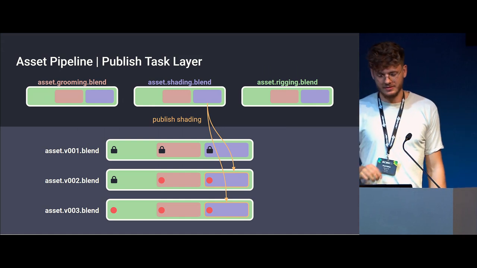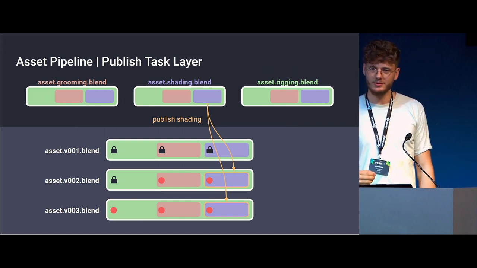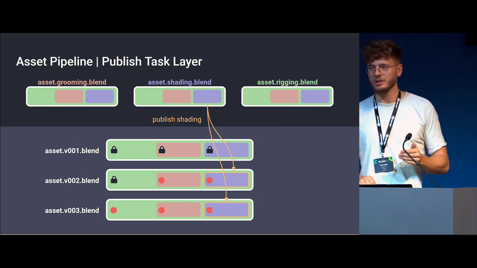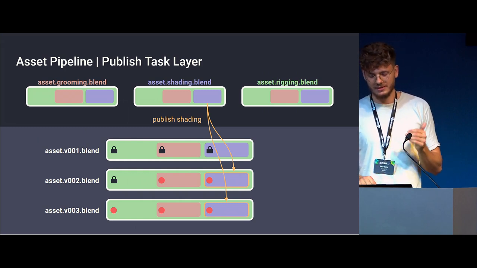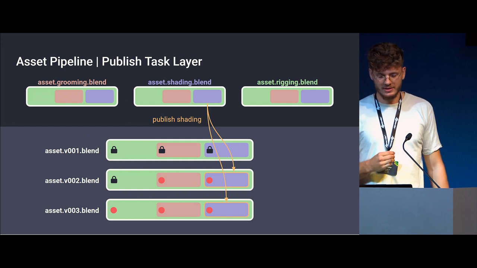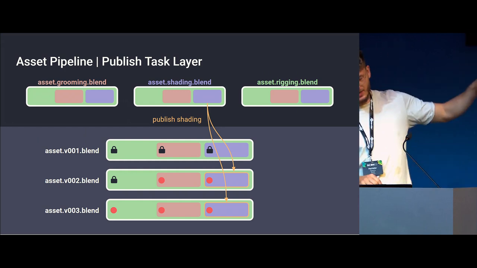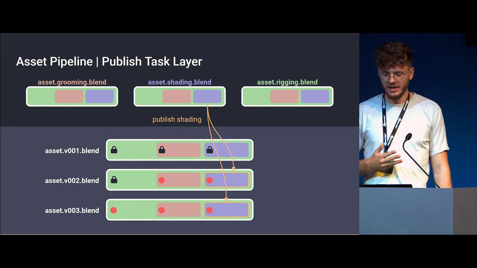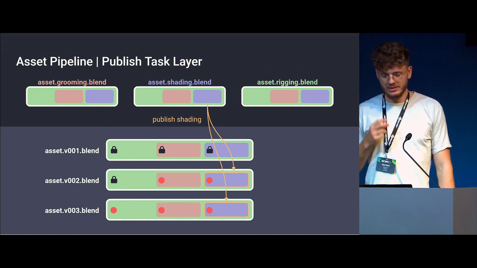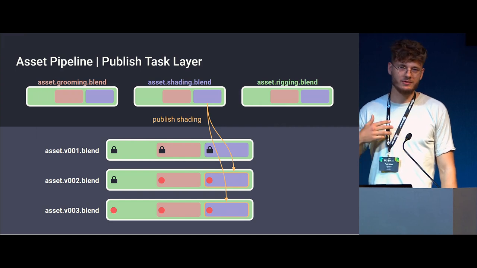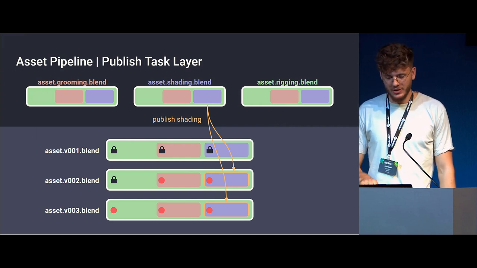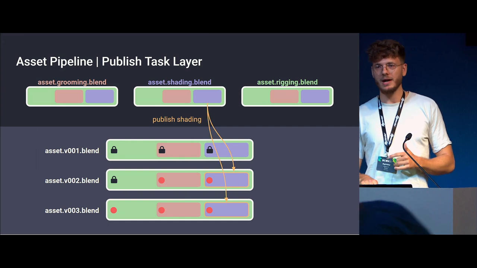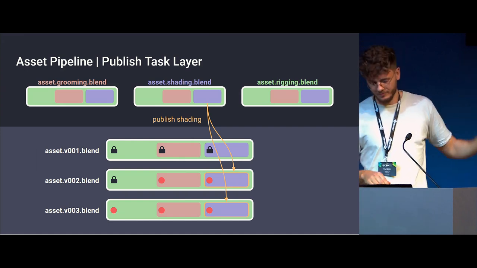So tasks can publish the selected task layers to asset versions. But notice that a change will actually be published to all versions in which the selected task layers are in the live state. So in this example here, if the shading task layer gets published, it will actually be published to version 2 and version 3, because in both of these versions, the shading task layer is still in the live state. So that's a super important concept to understand, which also differentiates the system from classical versioning, because a published version can still change, and when we publish a task layer, we might actually alter multiple versions at the same time.